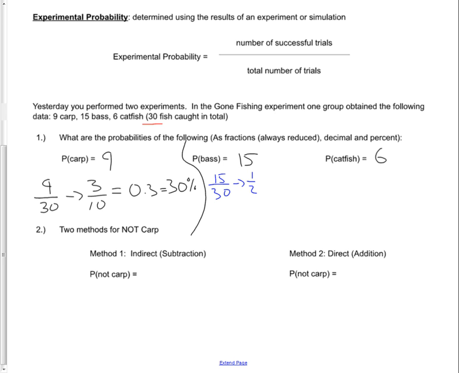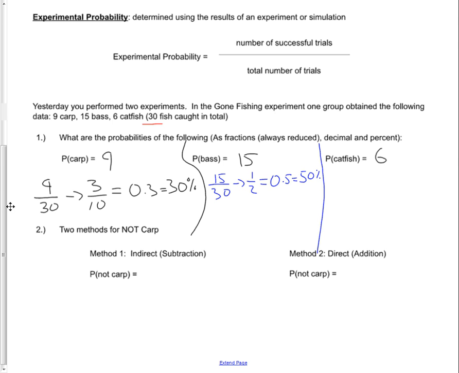So then I want to convert that into a decimal. So I take 1 divided by 2 and I get 0.5. And then I want to convert that into a percentage. So I take 0.5 times 100. That leaves me with 50%.